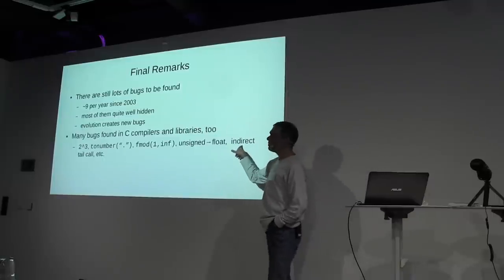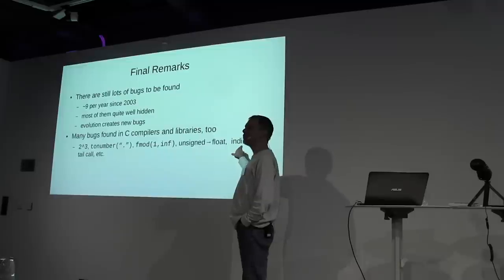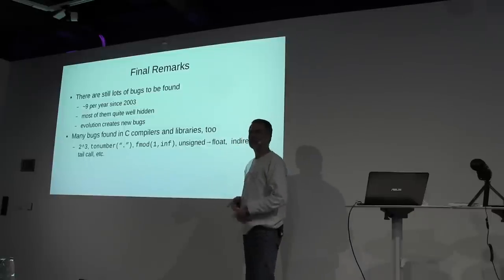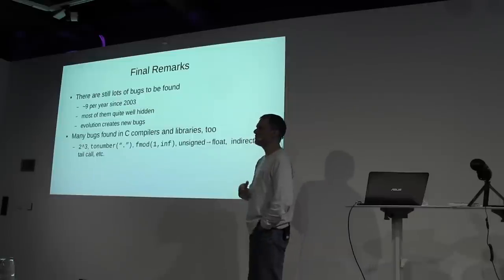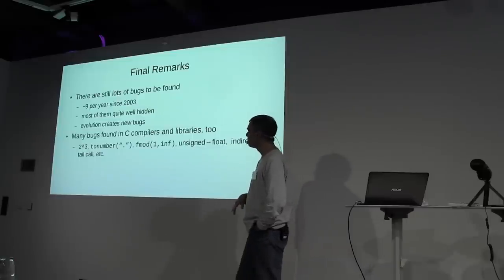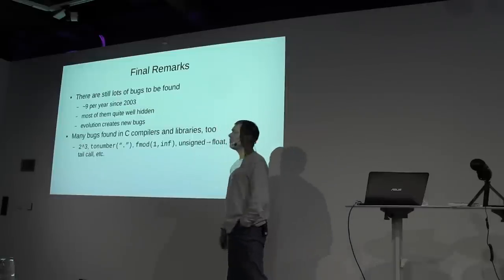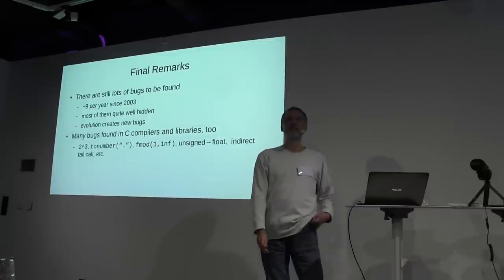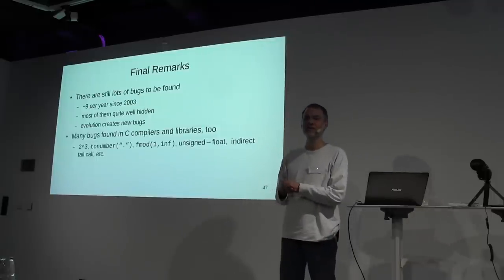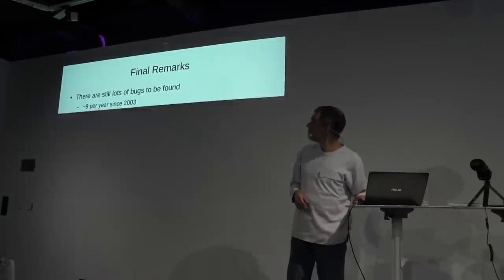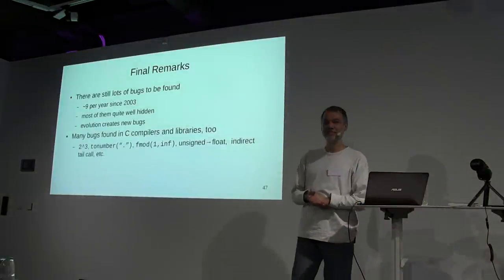We got recently, I think one year ago in Clang, an optimization in the indirect tail call that just vanished with something. It was a very bad bug, but a very strange thing. And along the way, we found many other bugs in C, etc. So that's it.